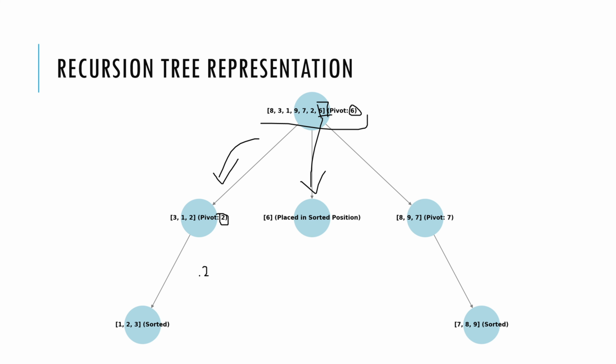Simply, 2 is the pivot element. Elements that are greater than 2 move to the right side, and on the left side we have elements that are smaller than the pivot. The same applies to the right subarray. We have pivot 7. Then on the right side we have both elements as they are both greater than the pivot 7.